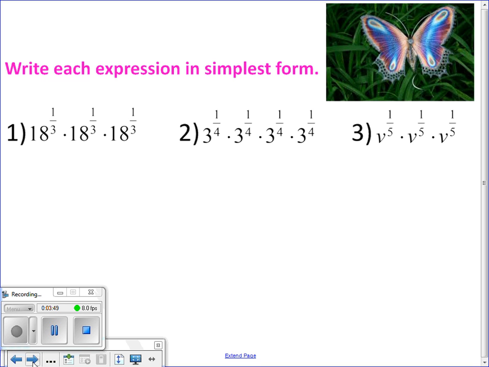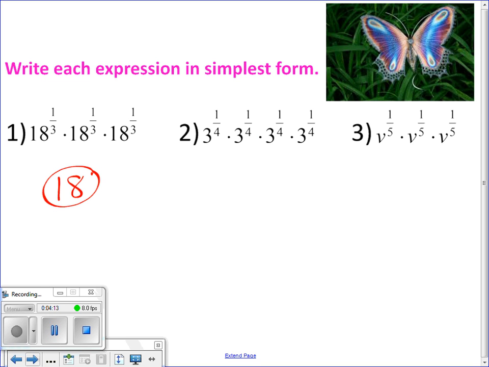All right, so 18 to the 1/3 times 18 to the 1/3 times 18 to the 1/3. What do I do with my exponents? It's a multiplication problem. What do you do with them? You add them. What is 1/3 plus 1/3 plus 1/3? 1. So 18 to the 1st. Do I need to rewrite that? No, I'm done. It's just 18. That was a nice, easy one.